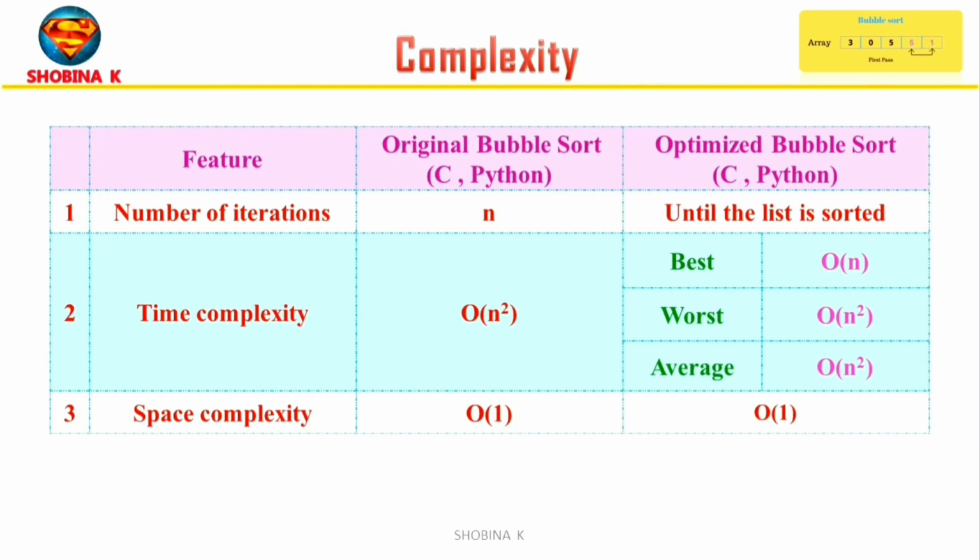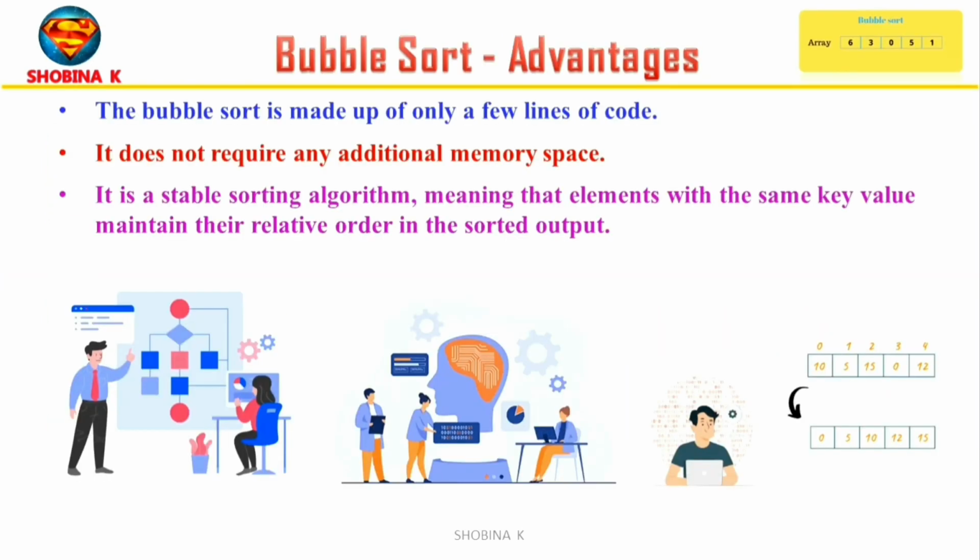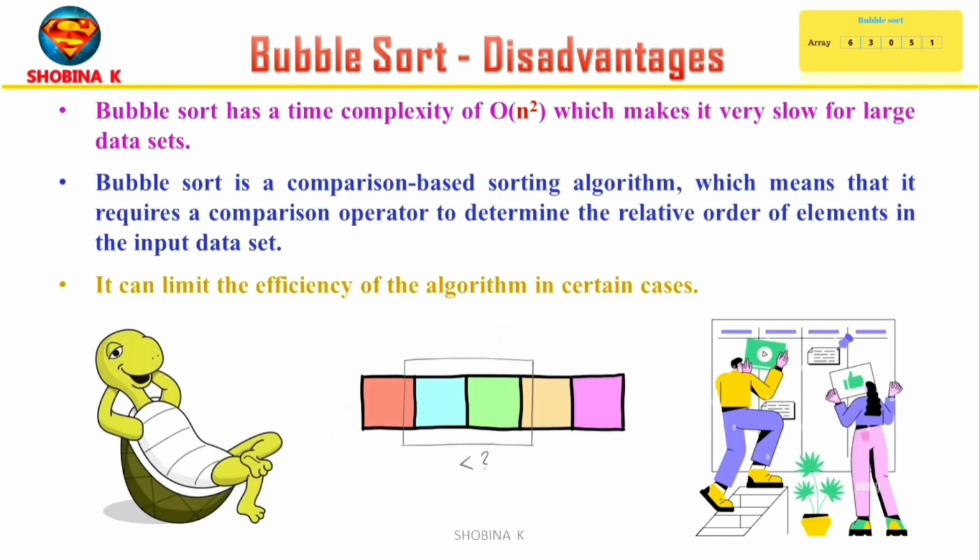Now let's see the advantages and disadvantages of bubble sort. Bubble sort algorithm is easy to understand and implement as it is made up of only a few lines of code. Besides the memory that the array or list occupies, bubble sort requires very little memory. That is, it does not require any additional memory space. This algorithm works well for small data sets and it requires only constant space. The bubble sort algorithm is an example of a stable sorting algorithm since it preserves the relative order of elements with equal keys.